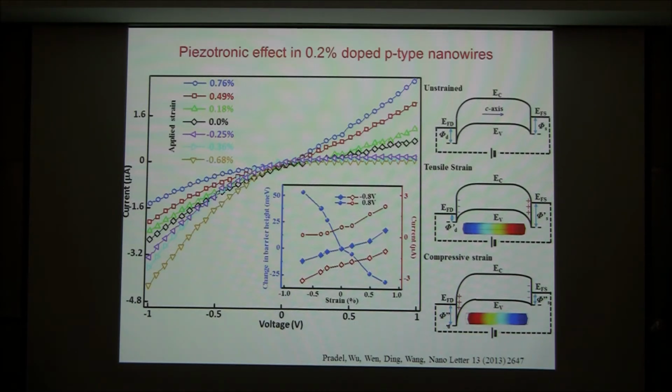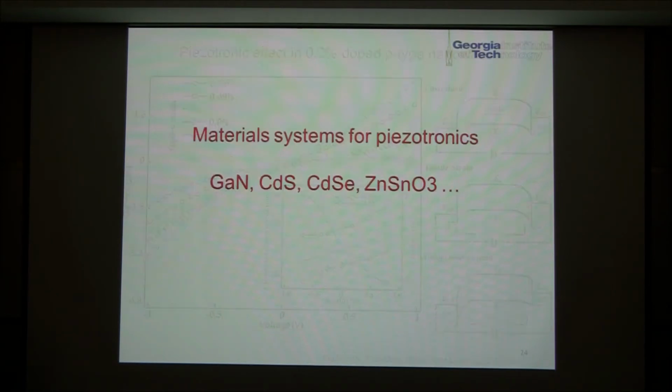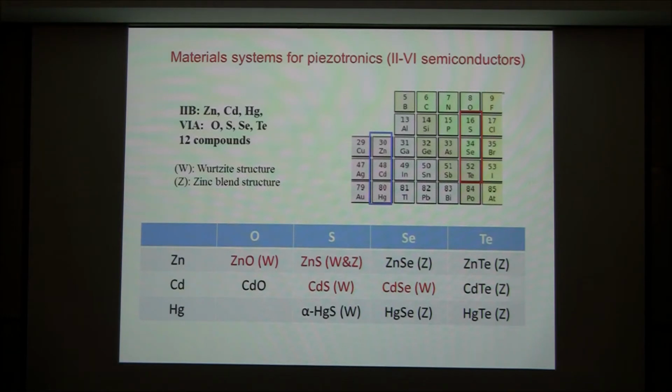So it can be N-type or P-type material. Both have this characteristic. It can also be applied to a range of semiconductors. It does not have to be zinc oxide. Gallium nitride, cadmium sulfide, cadmium selenide, and zinc tin oxide. All these materials, if you look at the periodic table for the 2-6 compound semiconductors, all these materials we have shown have a piezotronic effect. If you have a sample for those ones, you can study yourself. I bet they should have piezotronic effect.